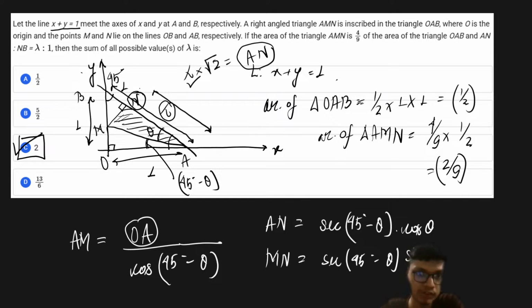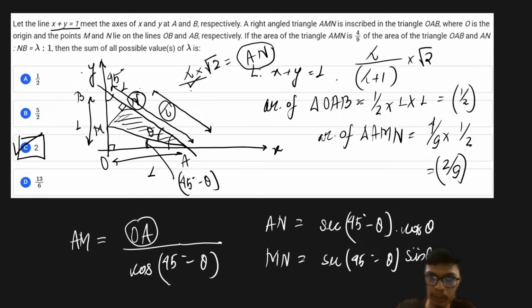What I would also suggest is to try out the following. We know that this AN distance is basically going to be lambda times this entire distance, because it is divided in the ratio lambda is to 1. So lambda by lambda plus 1 times the total length of AB, which is root 2, divided by lambda plus 1, should be equal to the AN distance. So from here also you can definitely solve for it.